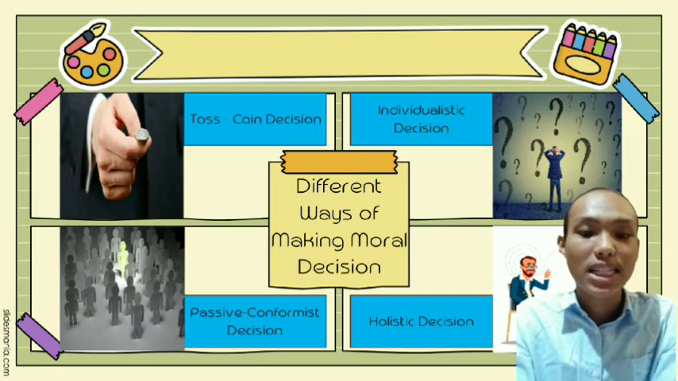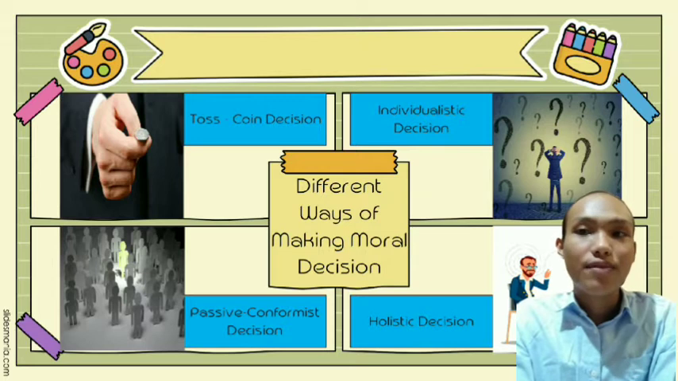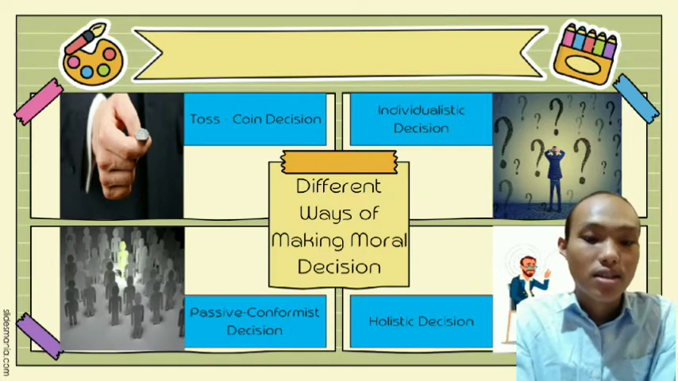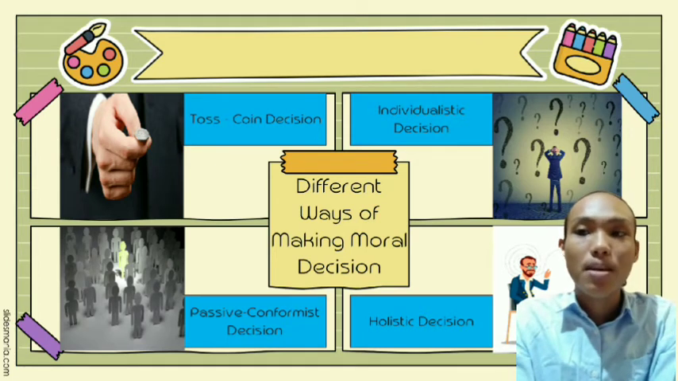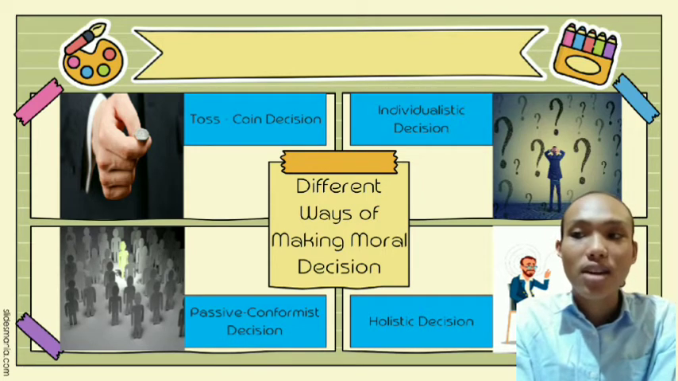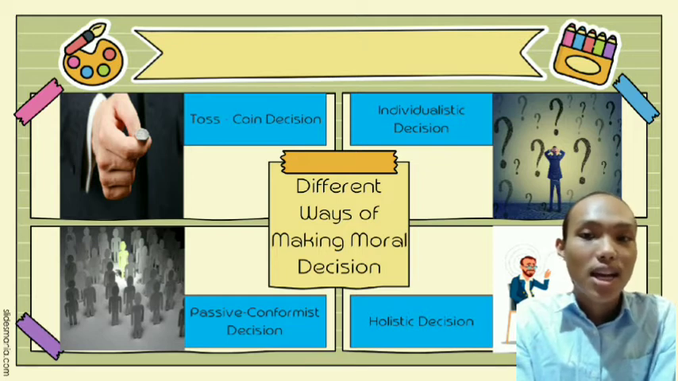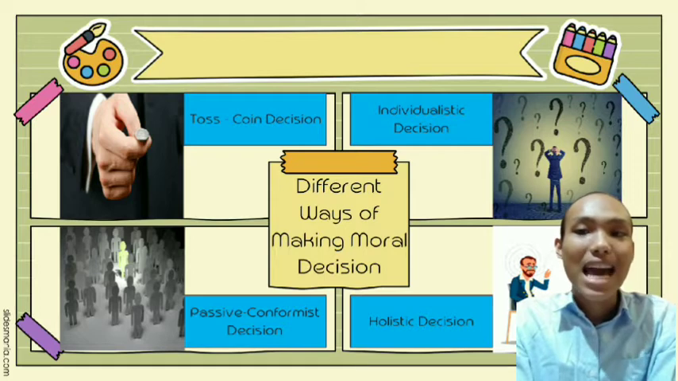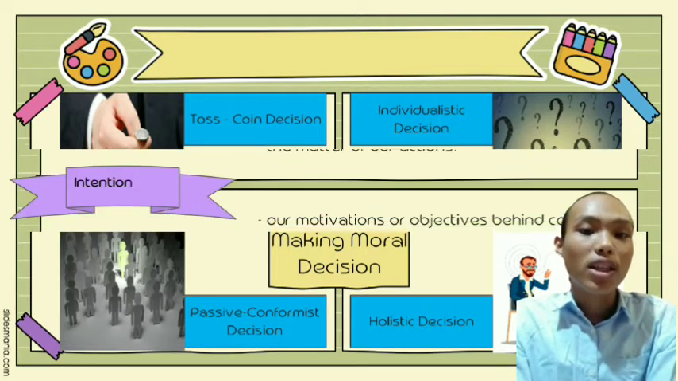Next is the individualistic decision. It is making a choice that best serves your long-term self-interest. The third one is the passive conformist. A passive conformist is a member of a group who does not necessarily actively attempt to influence others. The next is the holistic decision. It is an approach to making great things happen in a way that increases the quality of life for all involved.